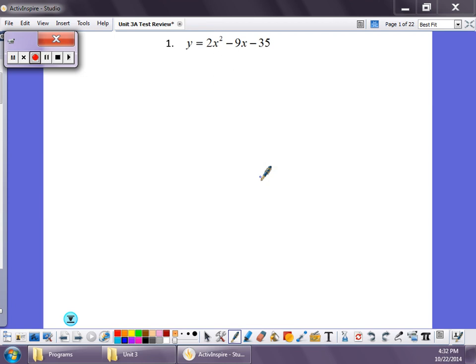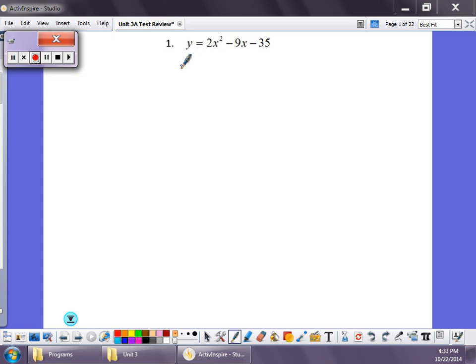Alright, so I thought I'd go through the review guide with you guys in a video, because I know some of you guys are really stressed about this test and it's going to have a big impact on your grade. So anyway, for this first one, what you want to do is write the equation, graph the equation.